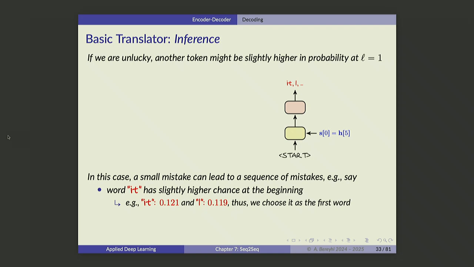But at the end of the day, it's a limited model. It has a bunch of weights. It's going to have a limited capacity. So it might happen that, for example, the chance of "it" is a very tiny bit more than "I", and all of a sudden your language model just samples "it" instead of "I" at the output as the first token. Everybody got the idea?